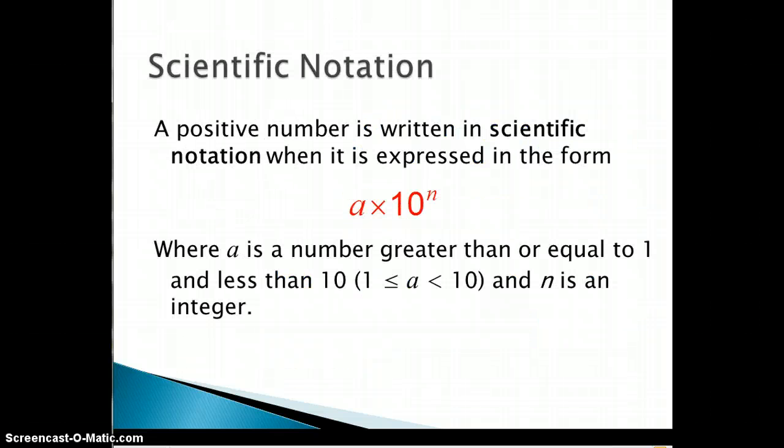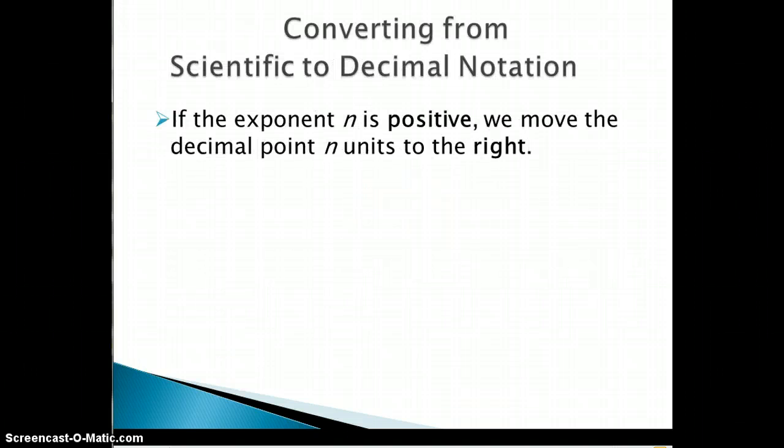Now let's take a look at scientific notation. Scientific notation is written as a times 10 to the n, where a is some number between 1 and 10, and n is an integer. If we want to convert from scientific notation to decimal notation, then if the exponent n is positive, we will move the decimal point that many units to the right.